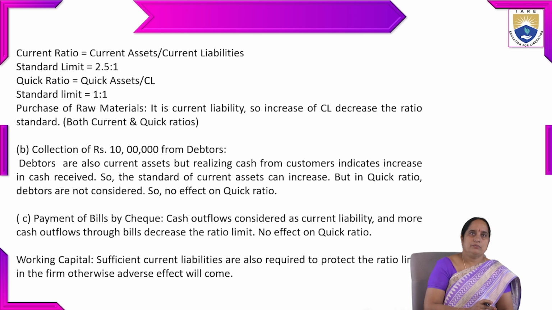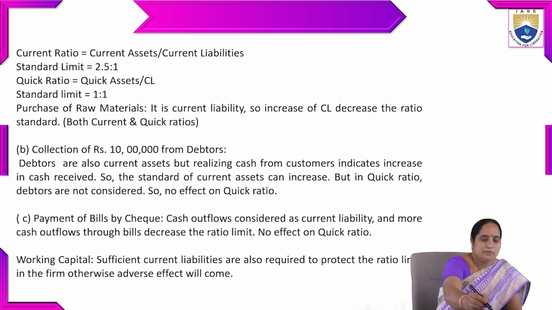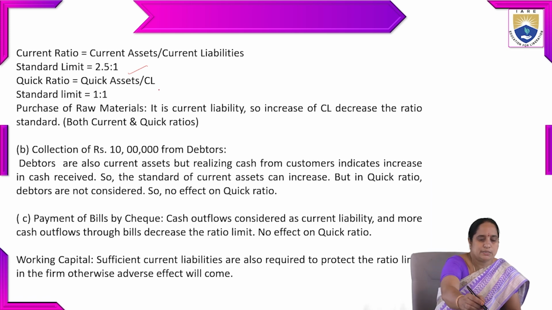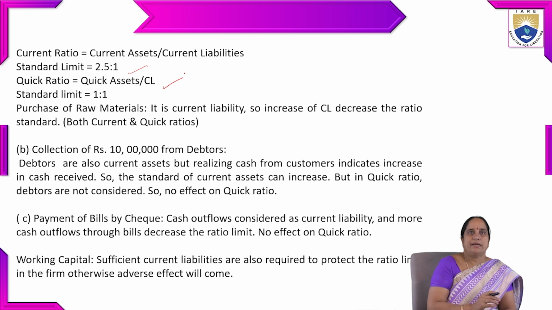So current ratio can be computed by the formula current assets by current liabilities. Its standard limit given in the problem, that is 2.5 is to 1, and quick ratio calculated by using the formula quick ratio is equal to quick assets by current liabilities. Its standard limit is 1 is to 1.